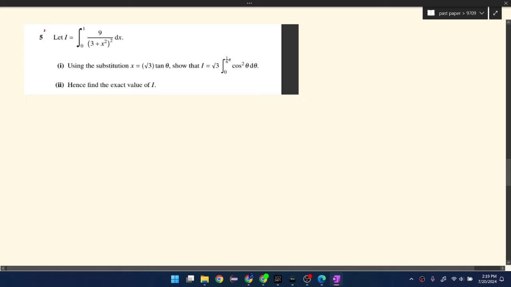Hello guys, we'll be doing this interesting question. It's an easy one, but it's an integral, and integrals are always interesting. So we'll be doing this question from 9709, from the same paper actually, Paper 3, February/March 2016, question number 5. So let's just get right into it.